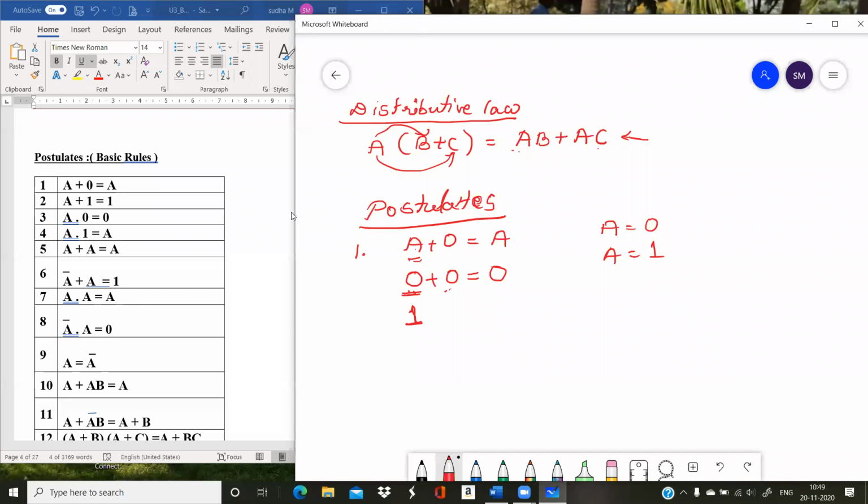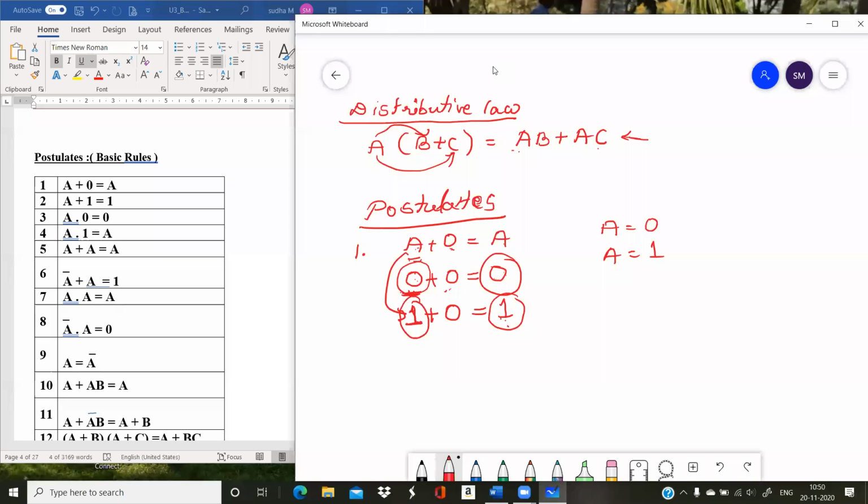Okay, substitute A is equal to 1 plus 0, which is equal to, from the addition rule, 1. Therefore, the output depends upon the value of A, not this 0 value. As the A value changes, the output also changes, and it becomes equal to the A value. So A plus 0 is equal to A. That is the very first rule. You have to remember this.